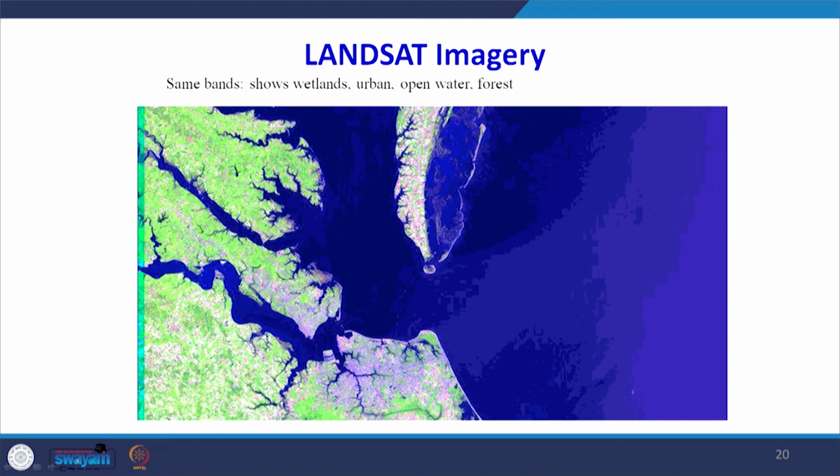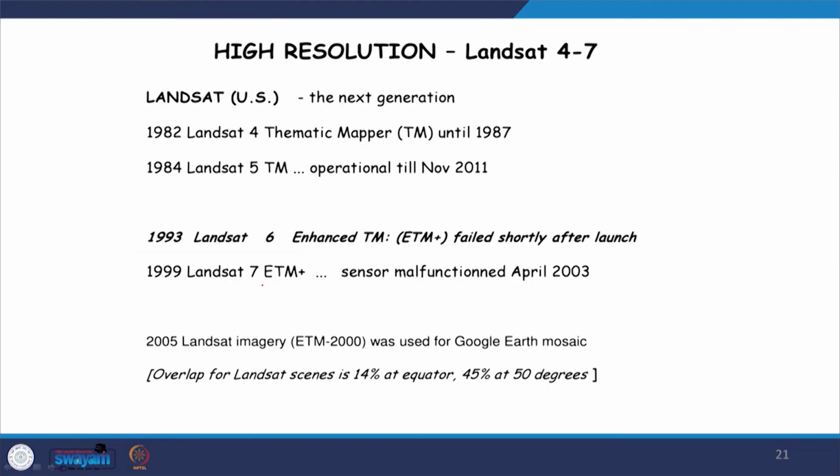In the water body also, if you have the darker color of the water and then you have the lighter color, it indicates the shallowness of the water. The forest cover and the urban area, all that can be identified with the help of these satellite images.